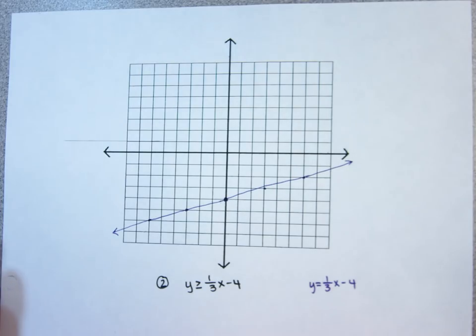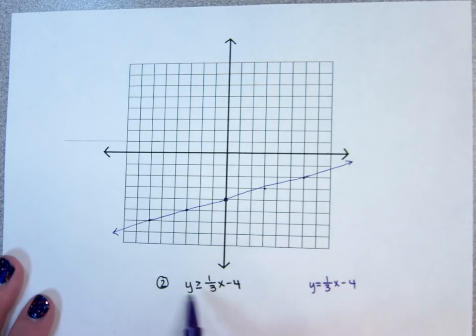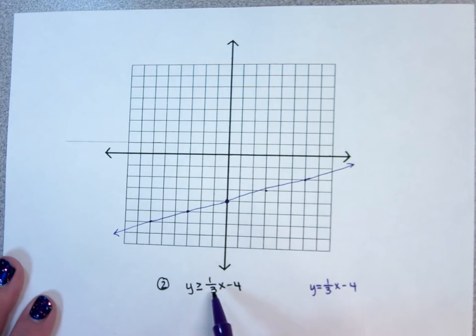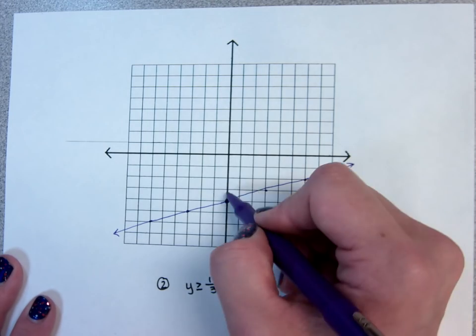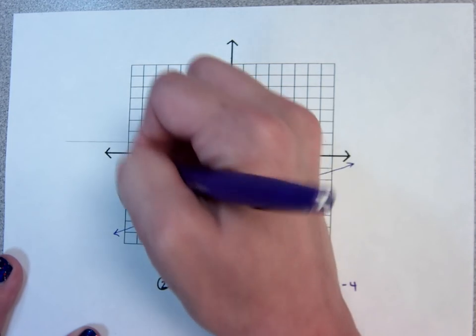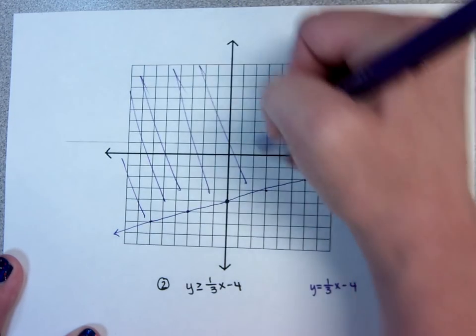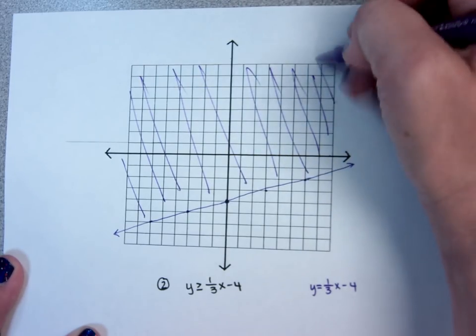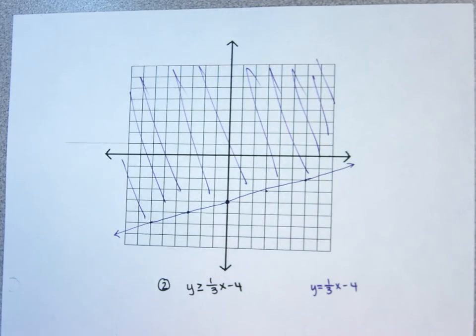Now figuring out the shading. Again, I'm just going to read through my inequality to determine where I need to shade. y is greater than or equal to. Mostly the greater than is what I'm looking at, greater than. So I'm looking at y values greater than this line right here. All those y values are going to be up here. So I am going to shade in that way. And that's it. That's all you have to do for these.